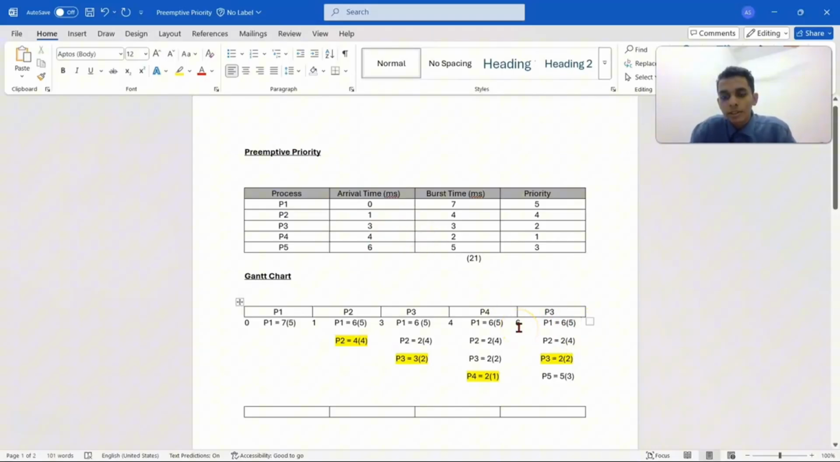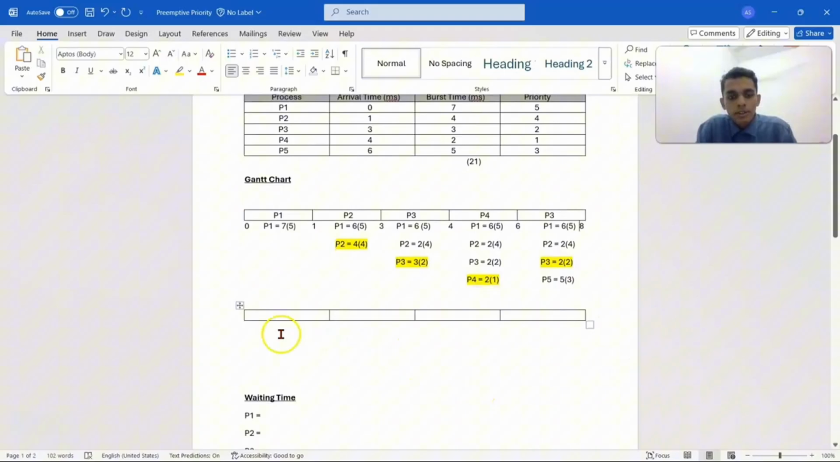And then we've done that. We will now let P3 run till the end because we don't have any other process that arrives after 6 milliseconds. And the current processes and the upcoming processes are free to run until they are finished executing. And we'll let P3 run to the end and finish off its 2 millisecond burst time. And it will end at 8 milliseconds.